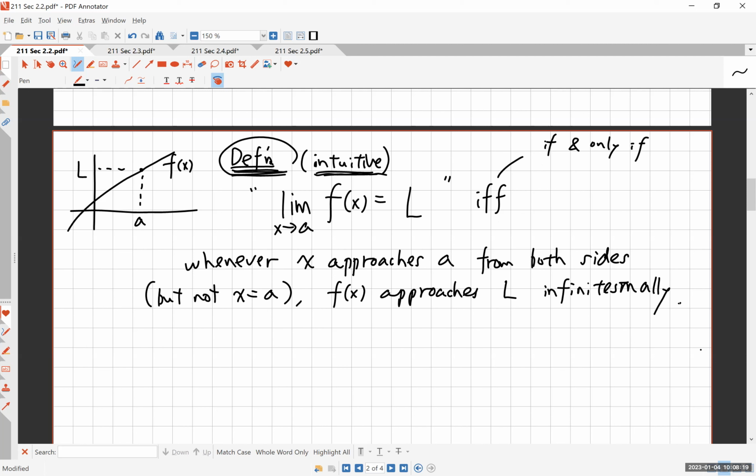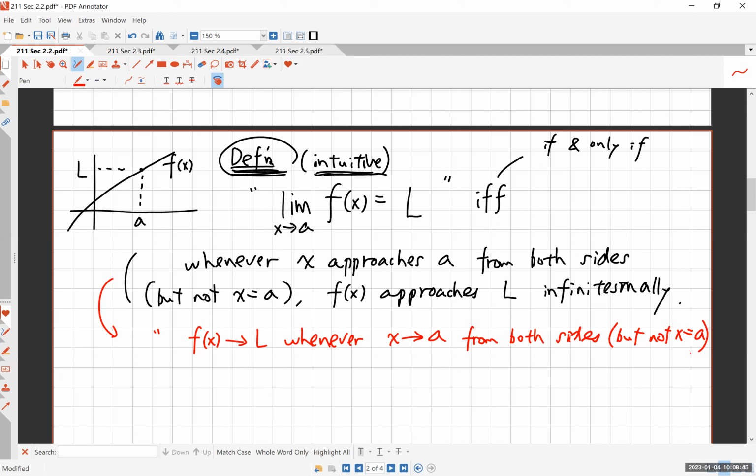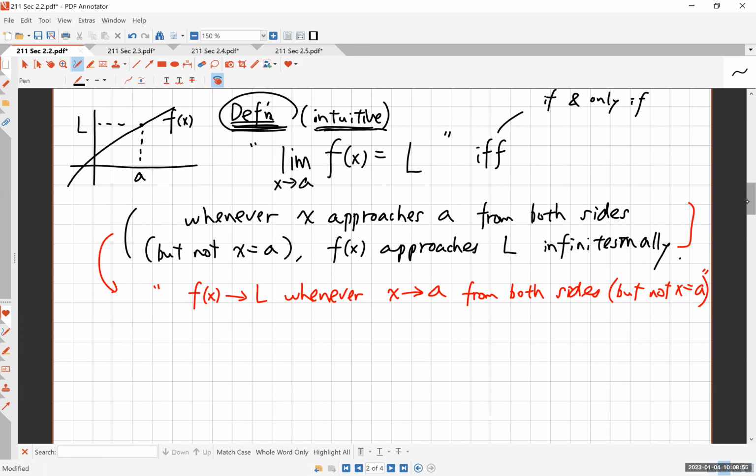All right, so what does it mean? This whole thing can be summarized by saying f(x) approaches L whenever x approaches a from both sides, but not x equal to a. All right, so that's the same thing. And you can use this black part or the red part as a definition, the working definition of the limit of a function.